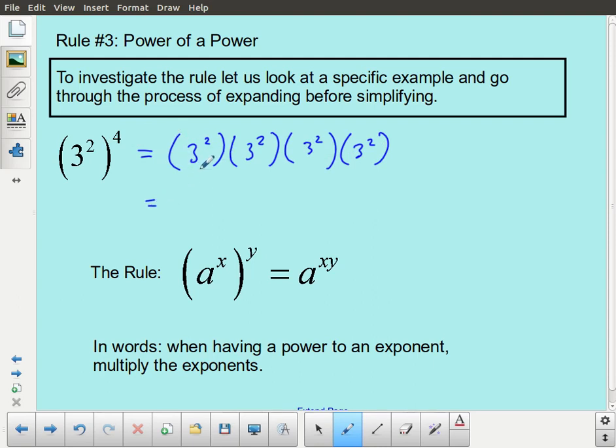But now we can make use of one of our previous exponent laws, which is I'm going to keep the same base, but I'm going to add all of these exponents together, and I end up with 3 to the power 8. But where else could that 8 have come from? That's the same as 2 times 4. So 3 to the power 8 is the same as 3 to the power 2 times 4. So the rule is the base to the power x to the power y is the same as keeping that same base and just multiplying those two exponents together.